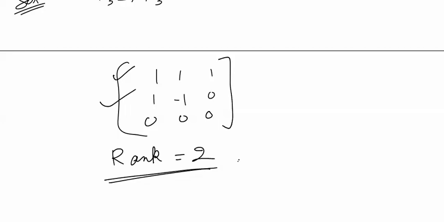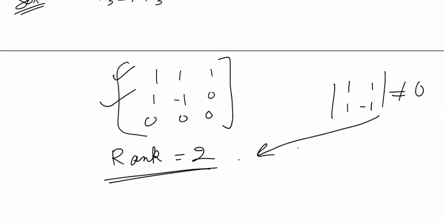And in fact you can check it out. If you find the minor of 3 cross 3, it will be 0, and there is only one minor of 3 cross 3. If you find any minor of 2 cross 2, let's say 1 and minus 1, right? You take this. So this is not equal to 0, and you can definitely say the rank is 2. Clear? So this was a question in 2006 of GATE, right?